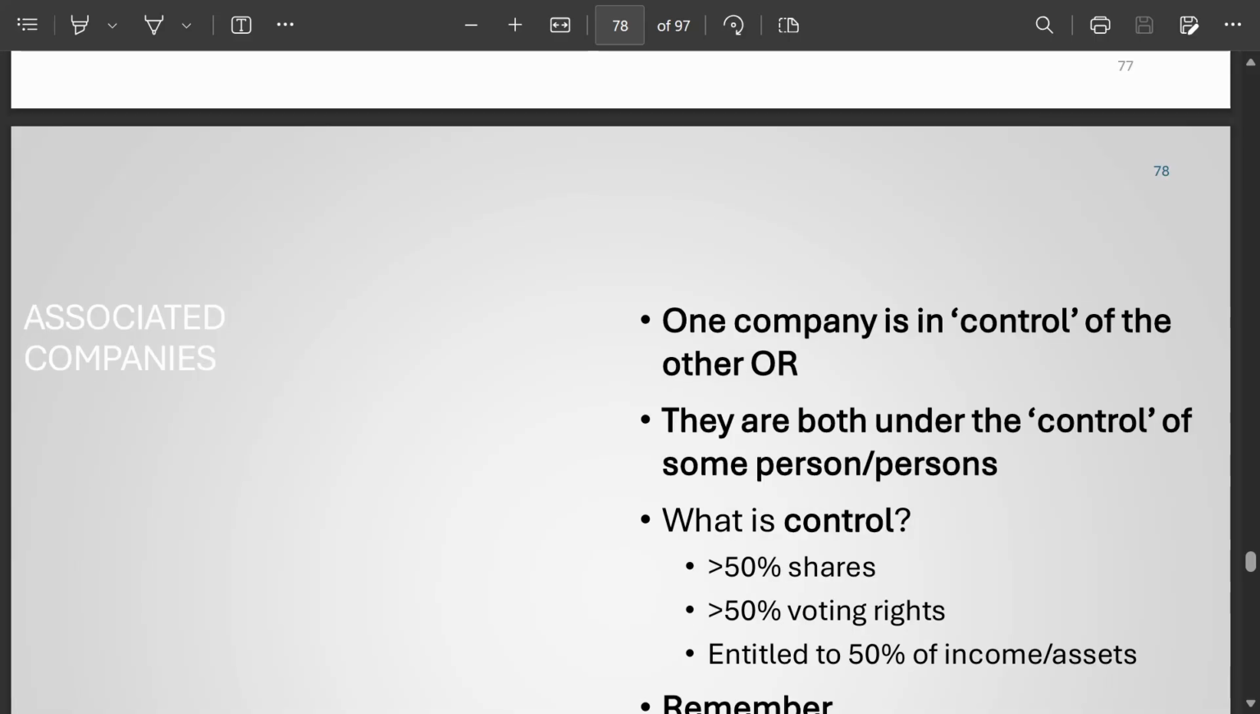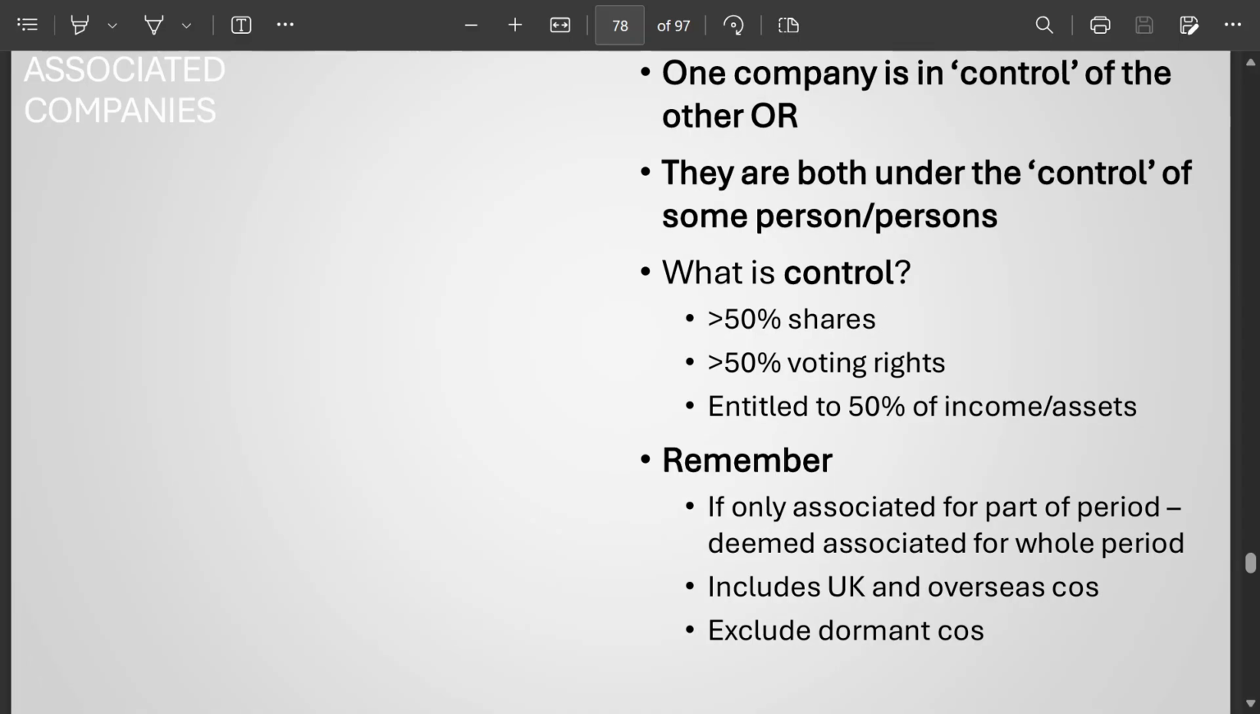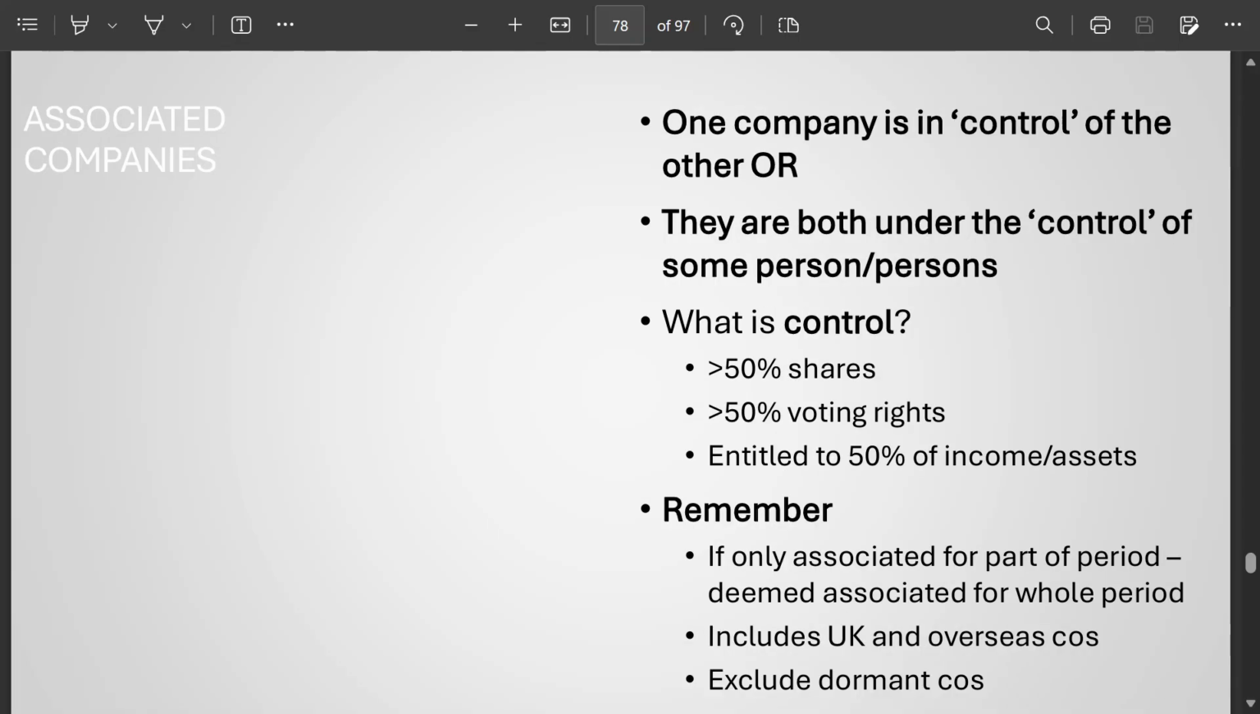Now, associated companies: here you have to look at control. What is not mentioned clearly on the slide is 'or'. These are all 'or'. Any of the conditions can be satisfied. Unlike in capital gains, where you had BADR relief, all the conditions needed to be satisfied for a personal company, like more than 50% of shares and more than 50% of voting rights.